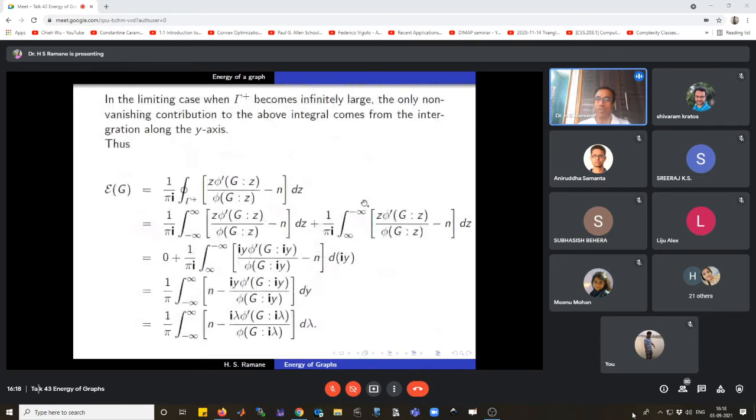Along the y-axis, z is x plus i y, so x is 0. So instead of z, we will write i y. Just simplifying, one can get 1 by pi times the integral from minus infinity to plus infinity of n minus i y pi dash divided by pi in terms of i y. I replace y with lambda. So the energy of G can be expressed as 1 by pi times the integral from minus infinity to plus infinity of n minus i lambda pi dash of i lambda divided by pi of i lambda d lambda, where this small i is the square root of minus 1.